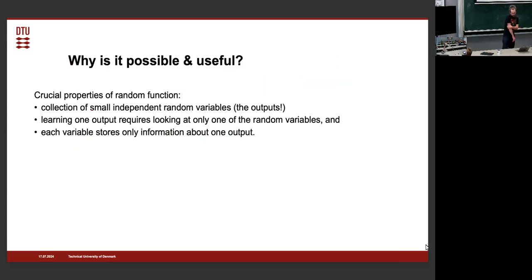So here's a list of crucial properties, and they seem maybe obvious or trivial, but I think they are essential for the usefulness. It's basically that we have this collection of small independent random variables, and learning one output only requires looking at one of the random variables. Also, each variable only stores information about one output. So there's a one-to-one relationship between the random variables and the outputs, because the random variables are the outputs, right?